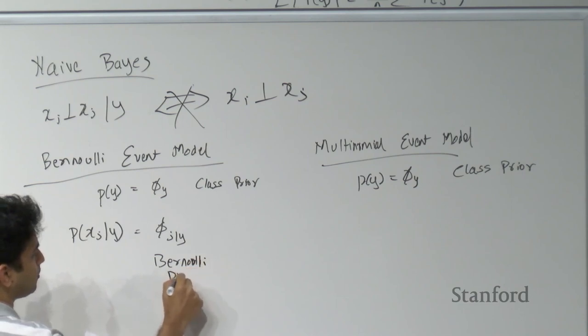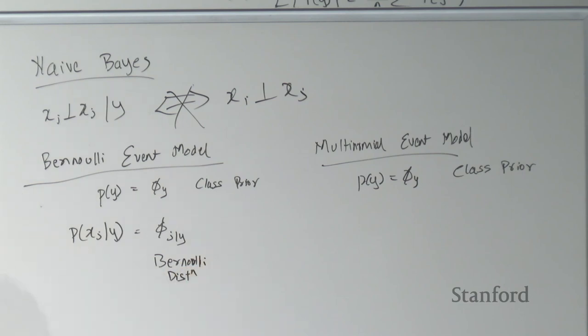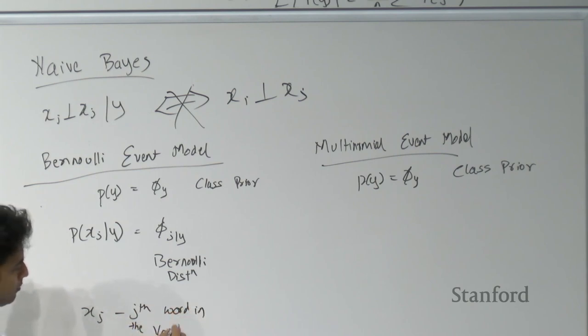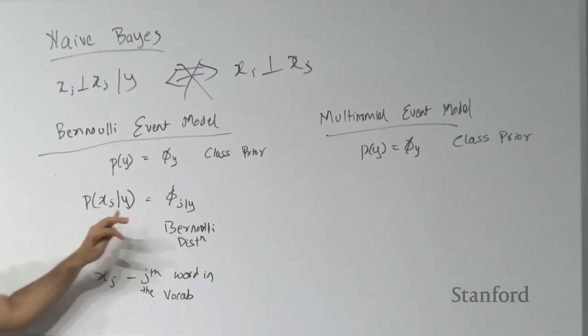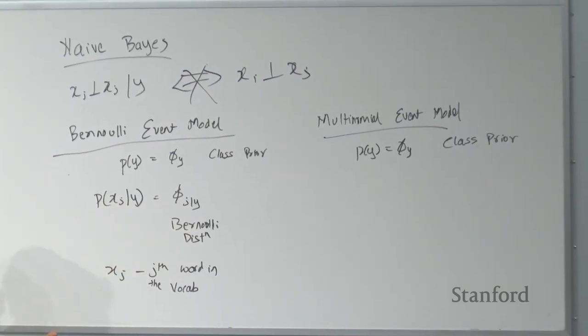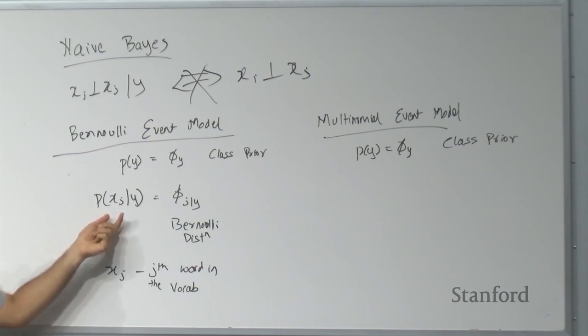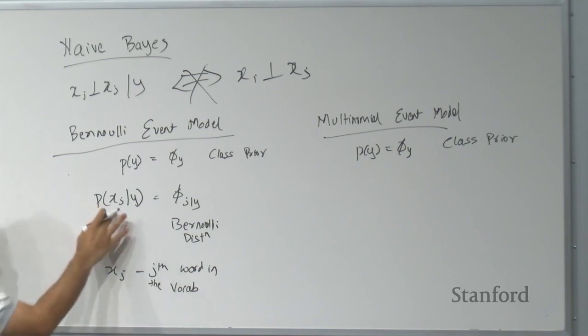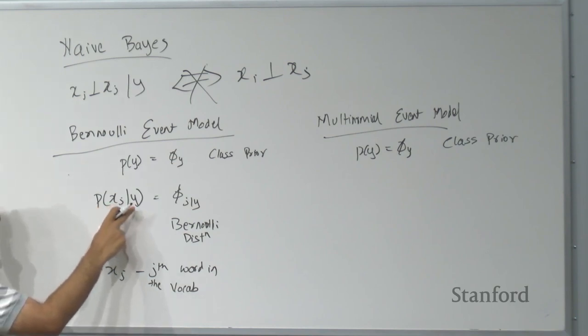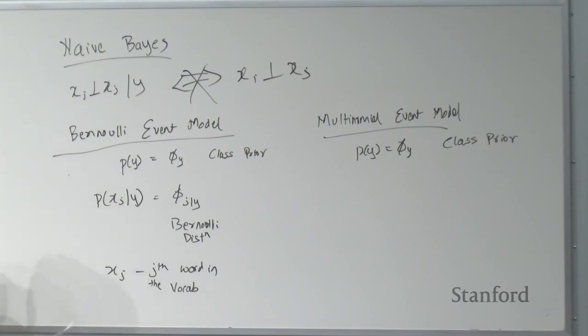Bernoulli distribution. What that means is, over here, xj is the jth word in the vocabulary. What this means is we have one parameter per word in the vocabulary per class. Okay? And what the parameter signifies is the probability that the jth word in the vocabulary occurs in a given message.